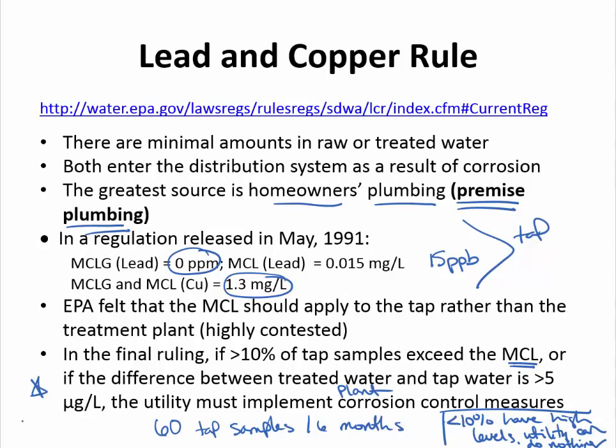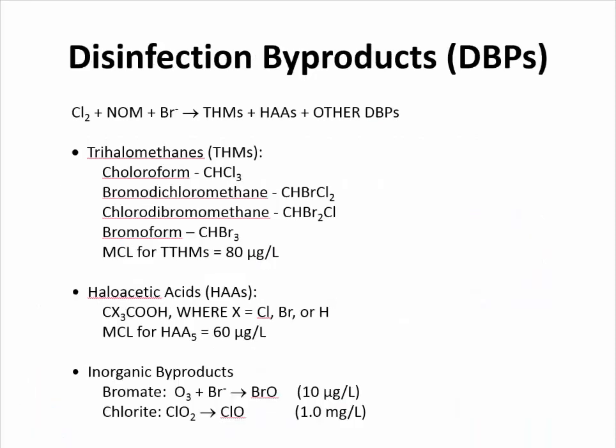Now, these samples must be first flush samples. There's a very specific protocol on how to take these samples. A second type of contaminant I'd like to point out is the disinfection byproduct. With lead and copper, the source of that is usually corrosion of pipes, and so the samples must be taken at the tap. For disinfection byproducts, these typically form in the distribution system. So these also have to be taken away from the water treatment plant.